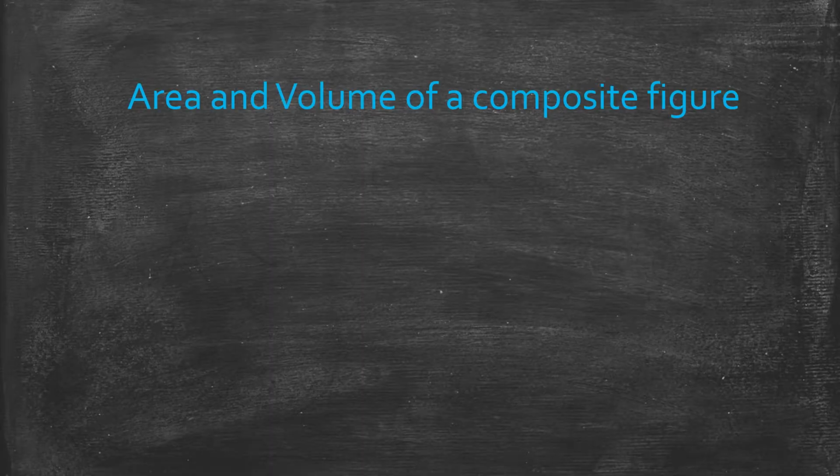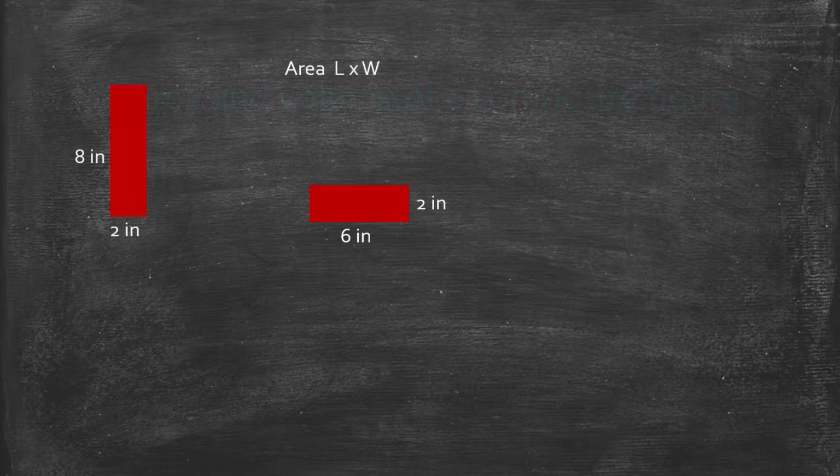Alright, today we are going to be covering area and volume of a composite figure. That basically means you have two different figures combined together. Remember that area is length times width, and volume is length times width times height. So we're going to start off with these two boxes or figures.